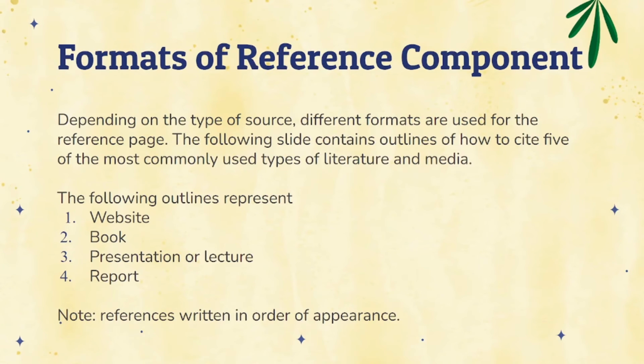The second component of IEEE is a reference page. Each type of source will be formatted differently, and the sources will be written in order of appearance, unlike with other citation styles that write sources in alphabetical order. The following slides show the outlines of how to reference a website, book, presentation or lecture, and a report, in that order.